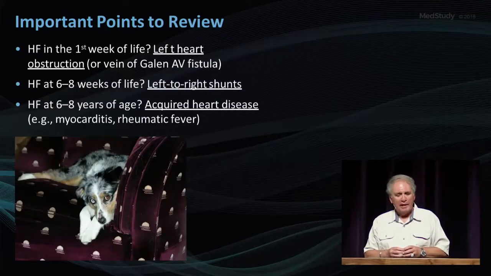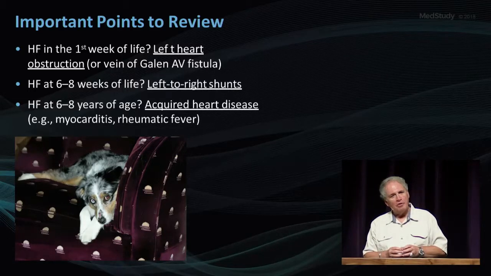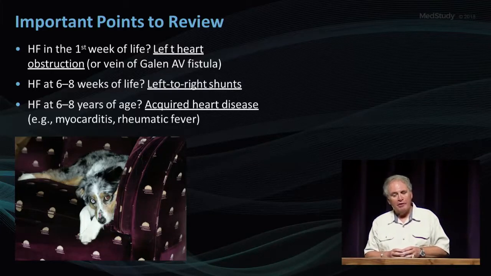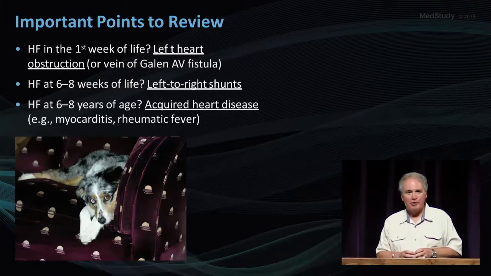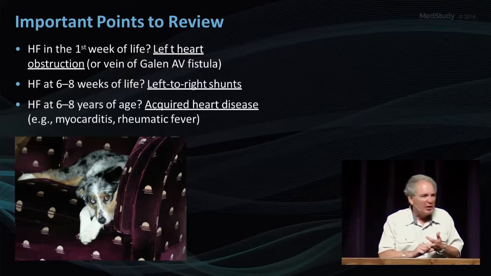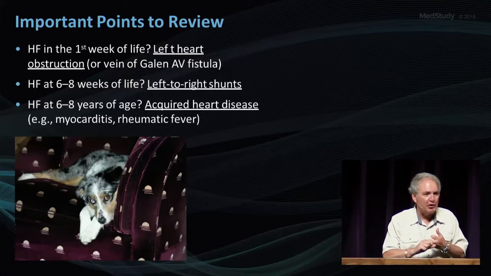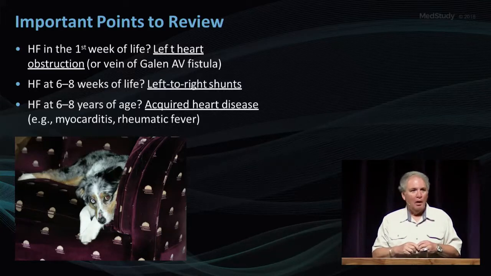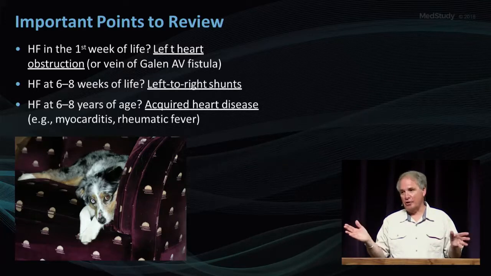Okay, so again, age of presentation with symptoms and heart failure. This also deserves a little emphasis in your book. Heart failure in the first week of life, we just talked about, severe left heart obstruction. That includes coarctation, hypoplastic left heart, critical aortic stenosis. Severe aortic stenosis can cause heart failure. Left heart obstruction. Heart failure at 4, 6, 8 weeks of age, remember, left to right shunts.